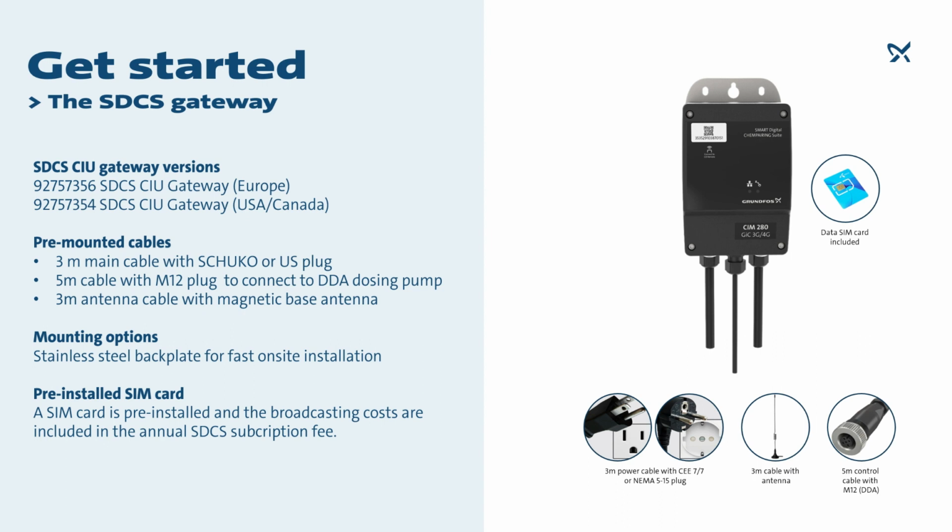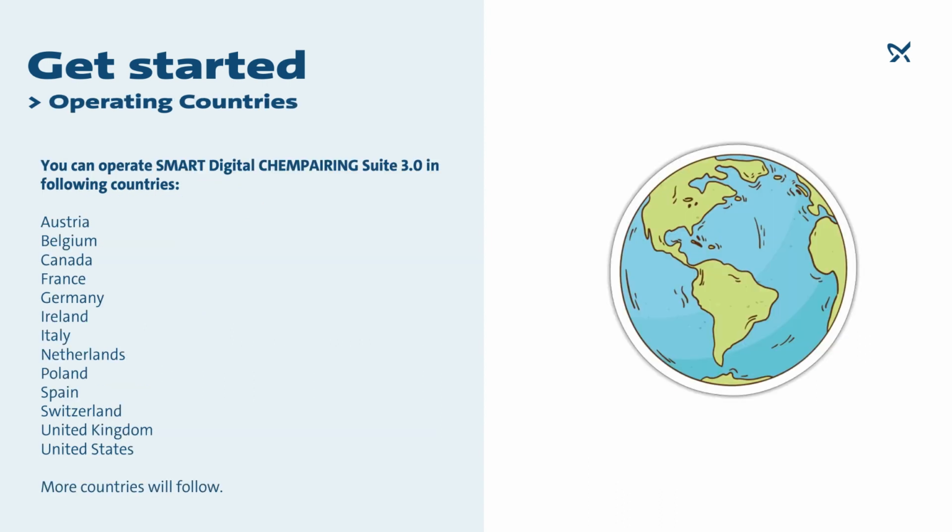In addition, there is already a data SIM card in the gateway and the data transfer costs are already included in the annual subscription costs. Grundfos has already concluded data roaming contracts for the data SIM card in the gateway in the countries listed below, so that you can operate the gateway without restrictions in these countries. Other countries will follow soon.